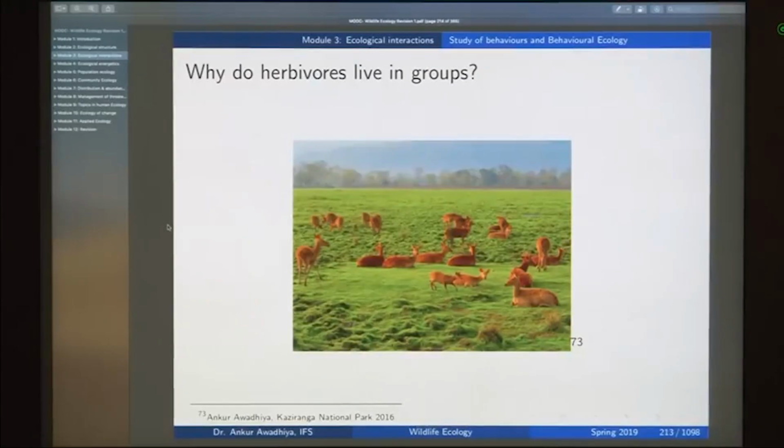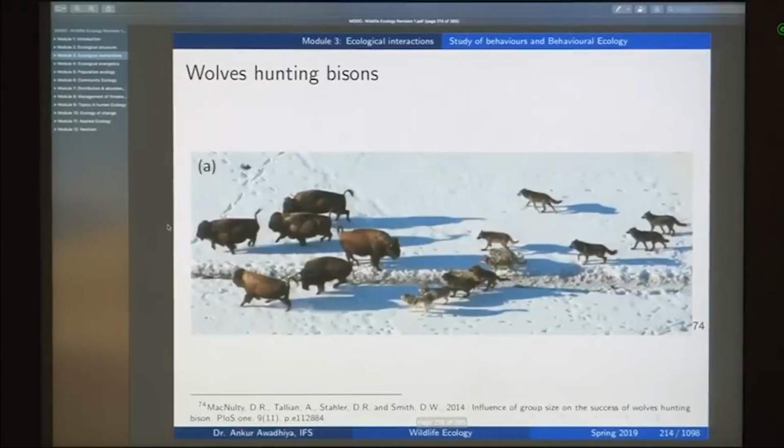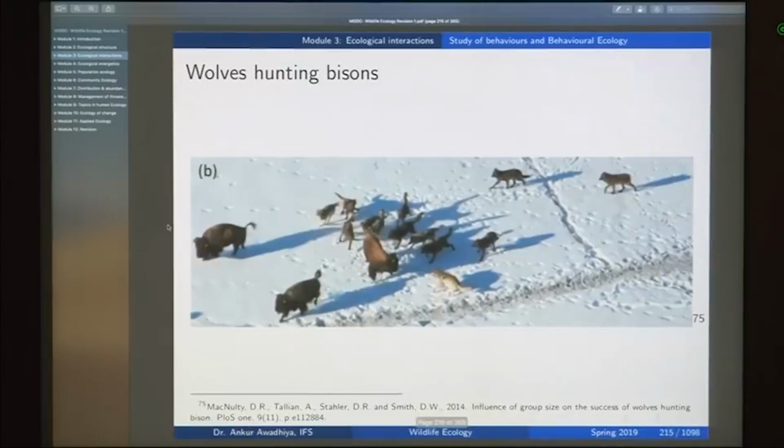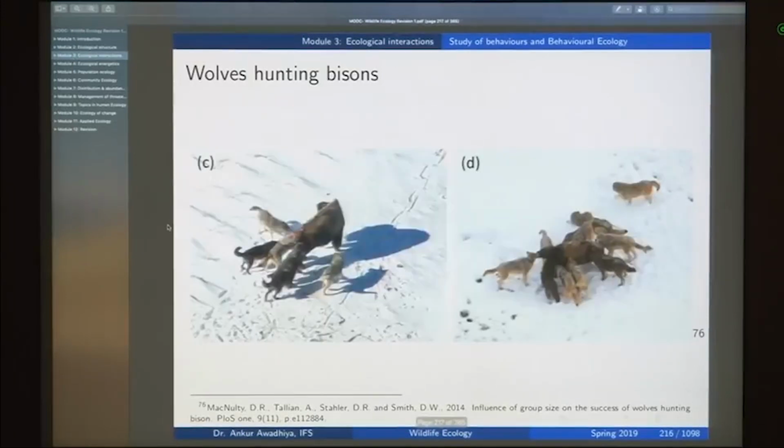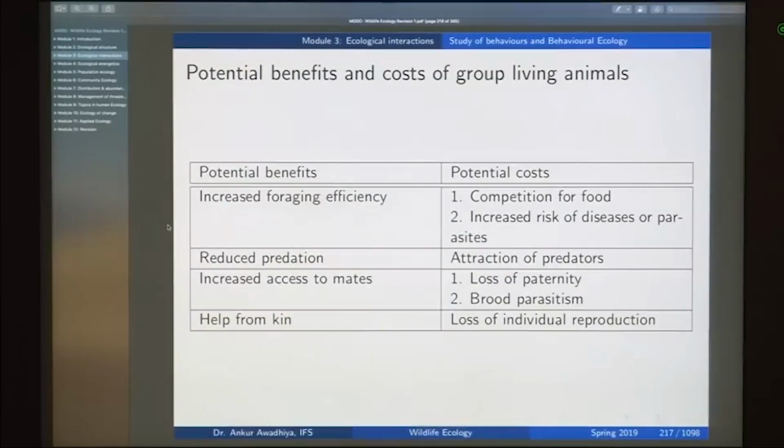Then we looked at why herbivores live in groups, such as bison being hunted by wolves. So, as long as these herbivores are together, the wolves are not able to hunt them, but as soon as one individual is left out of the group, the wolves are able to prey upon it. Next we looked at the potential benefits and cost of group living animals.